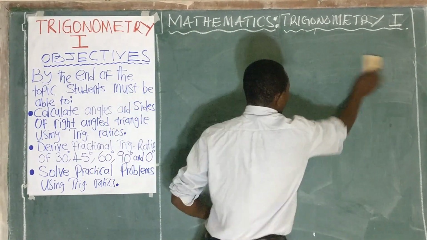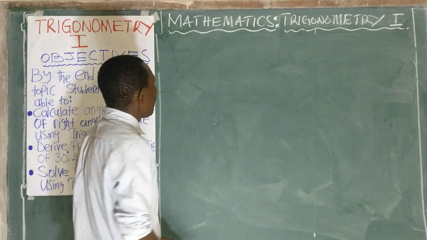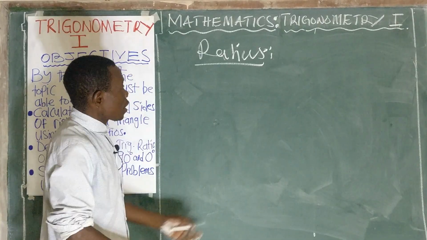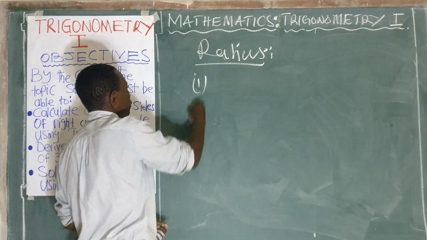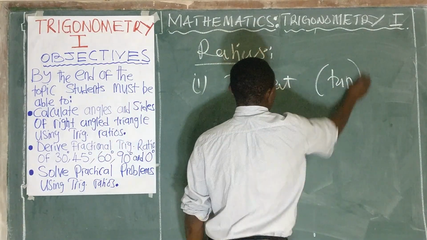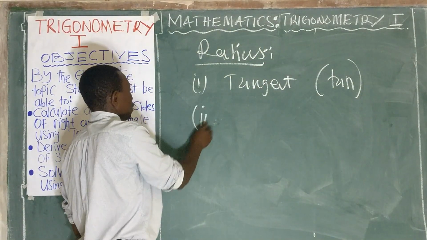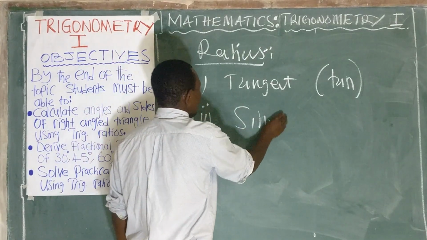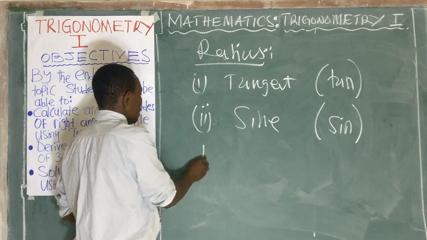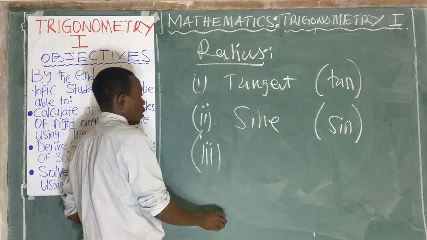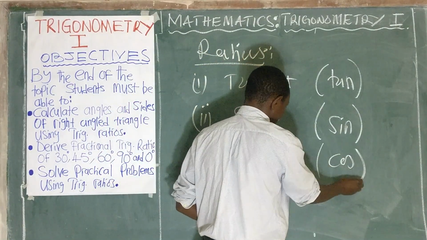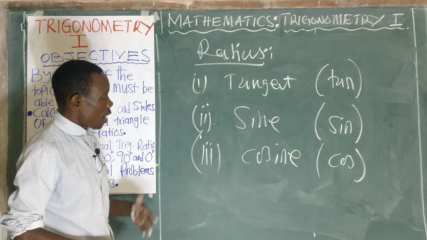Right, so everything about Trig 1 needs you to know the ratios. The ratios that we're going to discuss here are, first, the tangent ratio, which we'll simply brief as tan. Secondly, the sine ratio, which is simply briefed as sine. And the third ratio is the cosine ratio, which is briefed as cos. So you talk of tan, sine, and cos.